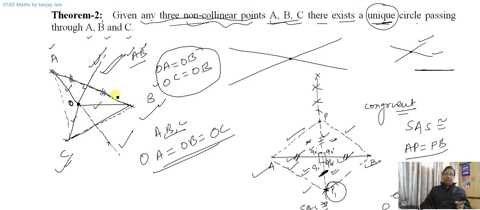Now if I draw a circle taking OA as radius, OA, OB and OC all are equal. So if I take OA, OB or OC, any of these three distances as its radius and O as my center, I will be able to draw a circle, right? And it will definitely pass through A, B and C.